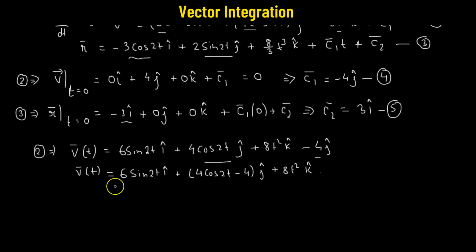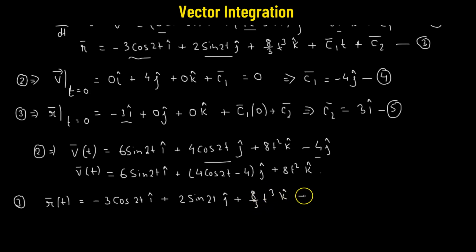Now we'll consider equation number 3. In equation number 3, we have the displacement vector r. That equals negative 3 times cosine 2t i cap, plus 2 sine 2t j cap, plus 8 over 3 times t cubed k cap, plus c1 vector times t. c1 is negative 4 j cap, so we have negative 4 times t j cap, plus c2 vector, so that's plus 3 i cap.